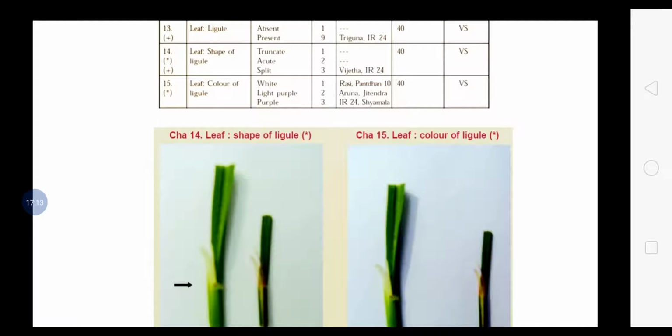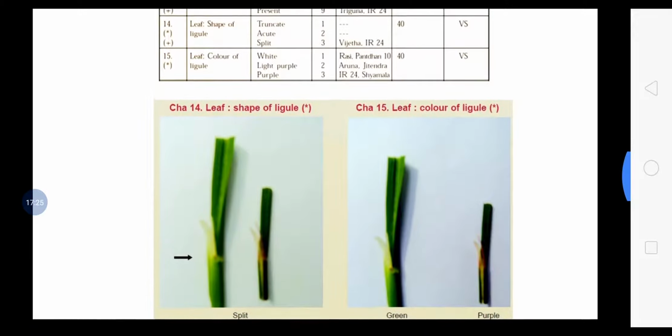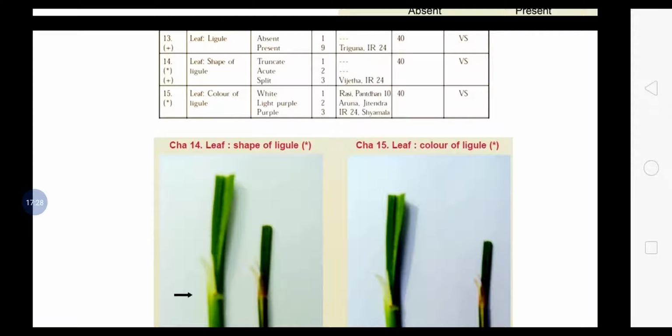14th characteristic is shape of ligule. That is classified as truncate, acute and split. Here in the picture you can see the splitting habit. Truncate is scored as 1, acute is scored as 2 and split is scored as 3. Varietal example for split kind of is Vijeta and IR24.